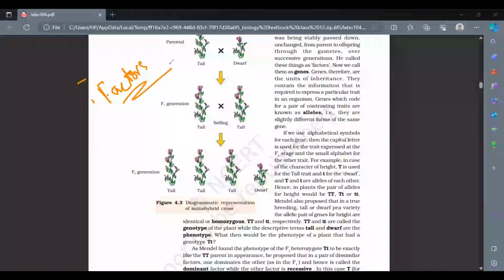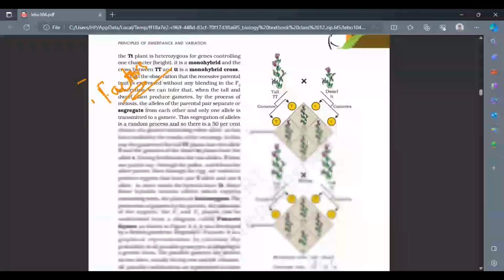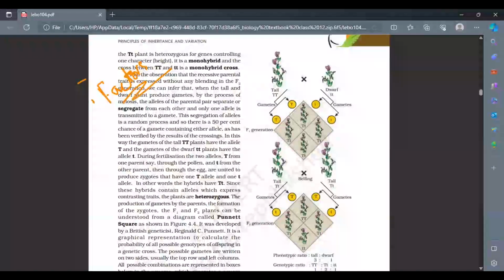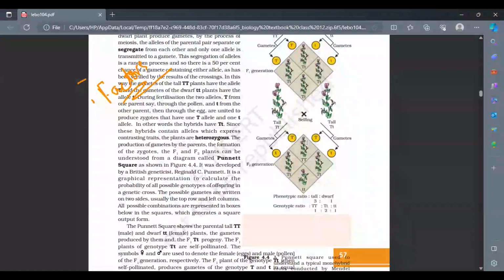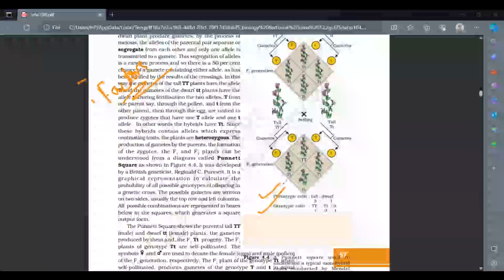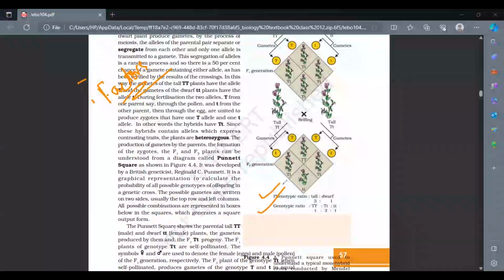Then what are the characters to be taken? What is the genotypic, phenotypic character? They have explained all these things to you. And finally, we come to the law. After preparing that Punnett square, we see that the phenotypic ratio, as I told you, for the monohybrid cross is 3:1, and the genotypic ratio is 1:2:1.